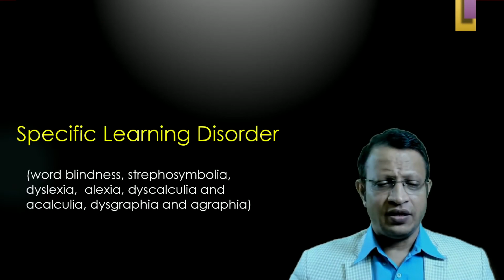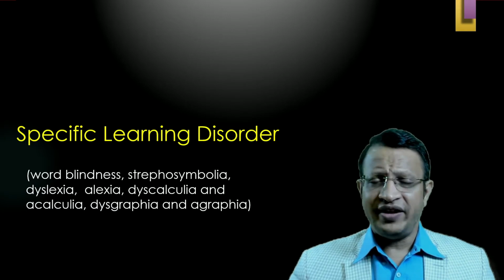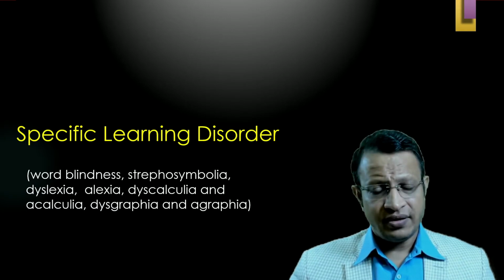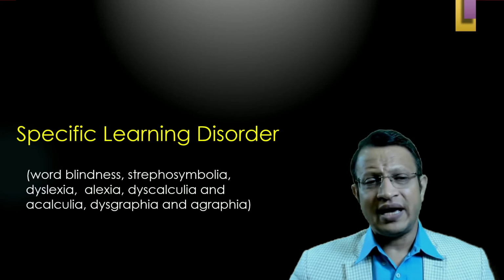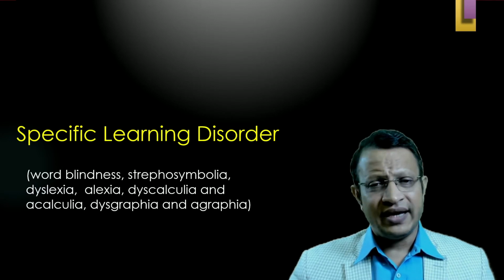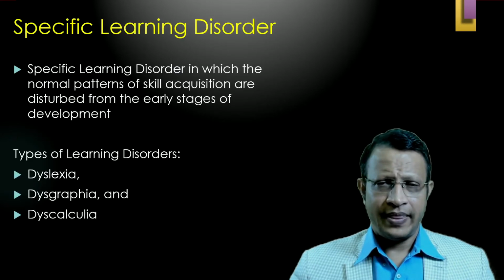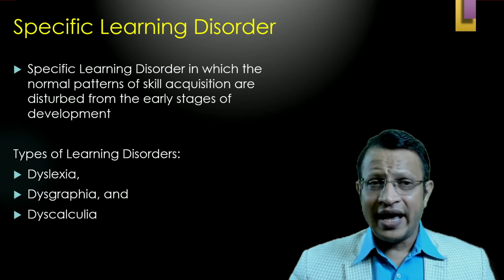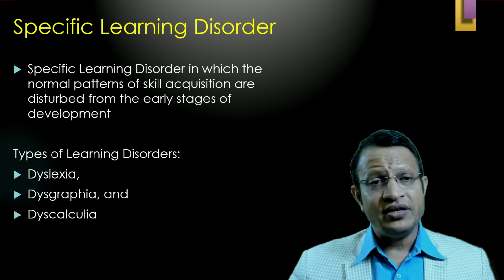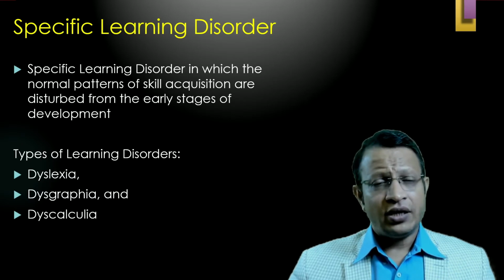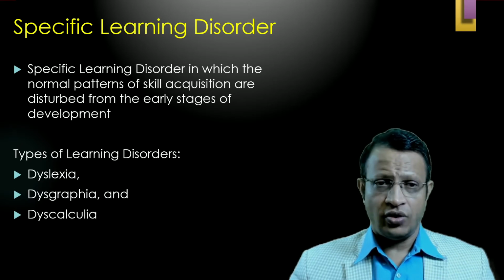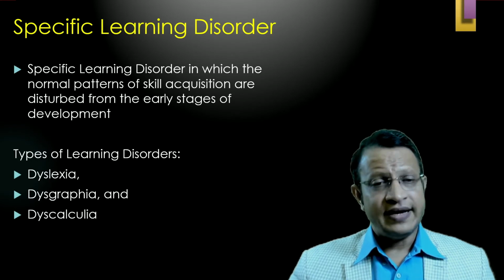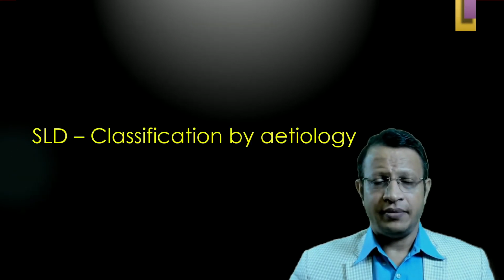Let's move into specific learning disorder. It is also called by various names such as word blindness, dyslexia, alexia, dyscalculia, acalculia, dysgraphia, or agraphia. Specific learning disorder is one in which the normal pattern of skill acquisition is disturbed from the early stages of development. There are three important types of learning disorders: dyslexia, dysgraphia, and dyscalculia.